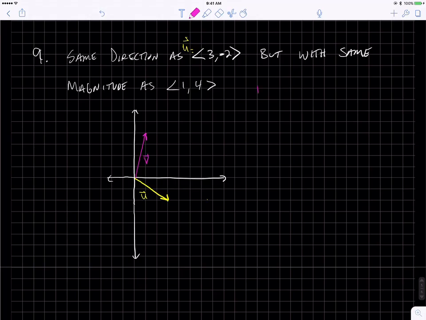All right, so first I'm going to find out the magnitude of V. That's going to be 1 squared plus 4 squared. So that magnitude is going to be the square root of 17. So our vector's got to have a magnitude of root 17.